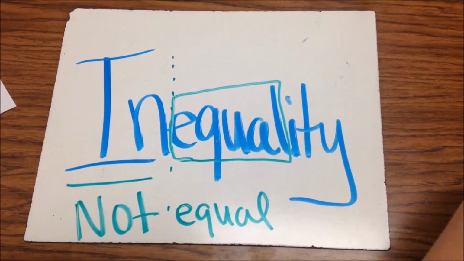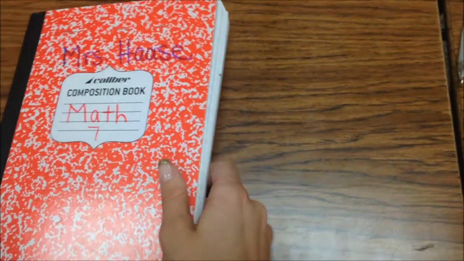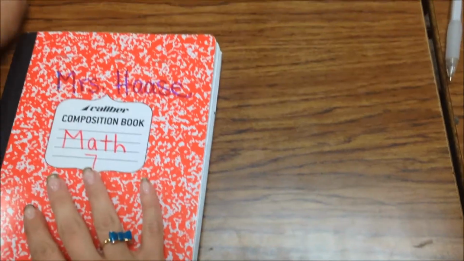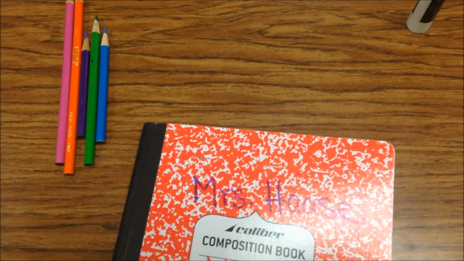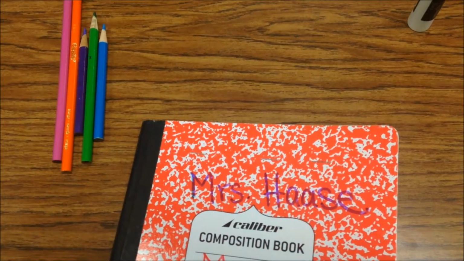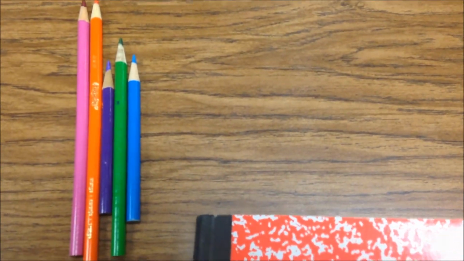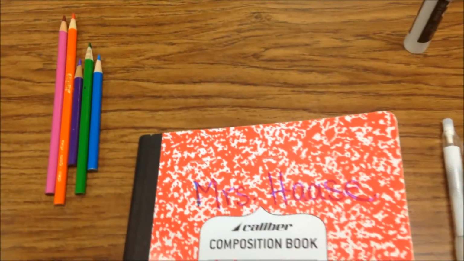Okay, so what you're going to need today is your composition notebook, and a couple different colored pencils. I just have these colored pencils right here, which is pink, orange, purple, green, and blue. And then I also just have a regular pencil.